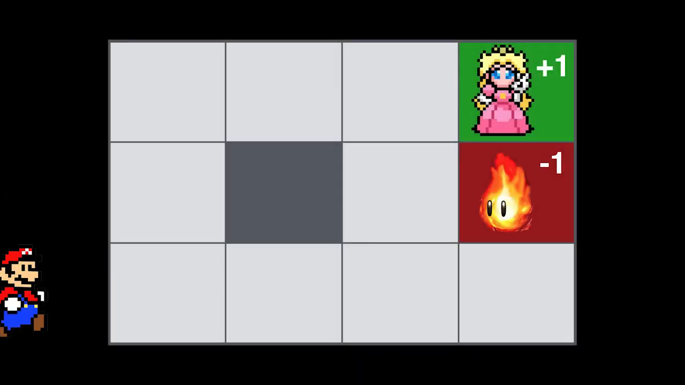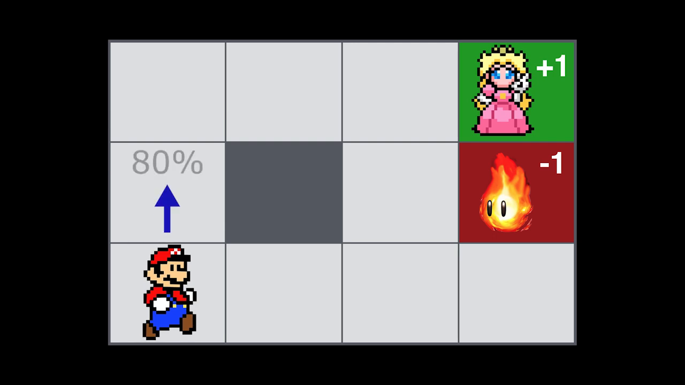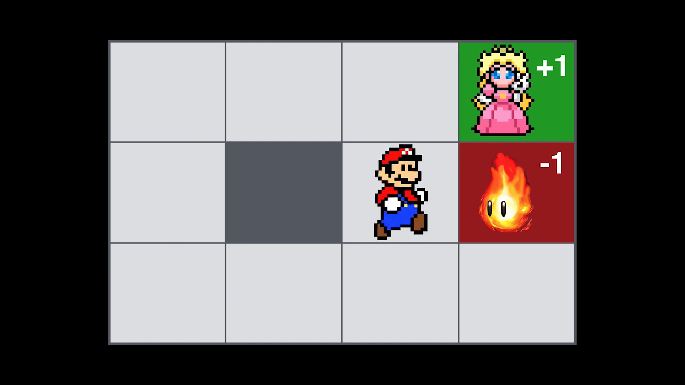So, from our starting square, if we tell Mario to go up, there's an 80% chance he'll obey. But there's a 10% chance he'll drunkenly bump into the left wall and stay in the same square, and a 10% chance he'll slip on the floor and end up in the square to the right. This square right here next to the lava pit is our biggest problem. If we try to go up, there's a 10% chance of falling into the pit. Quite a painful death for our agent.